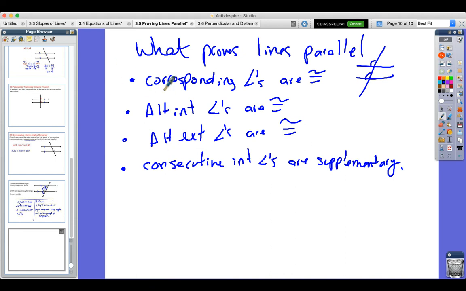So our goal is always to get to some version of this, to show these are corresponding, to show the angles are alternate interior, to show angles alternate exterior. If I can show those, then I am solid.